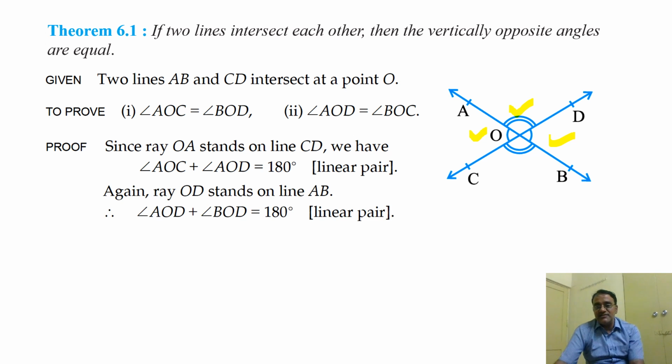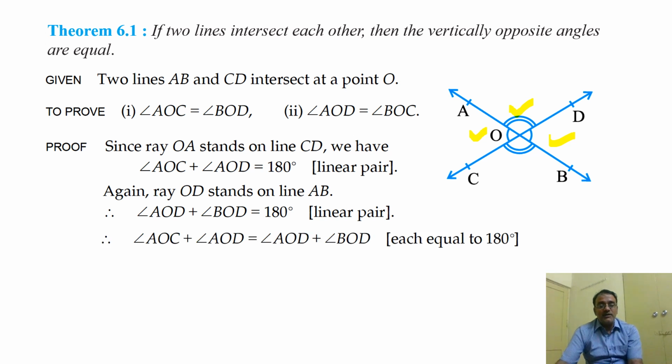Ray OD stands on line AB. So the sum of these two angles, that is angle AOD and BOD, is equals to 180 degree. Now both this, the sum are equal to 180 degree. So they are equal to each other because each equals to 180 degree. Or we can write first one first equation. The second one we can take it second equation. From 1 and 2 we get this equal to each other.